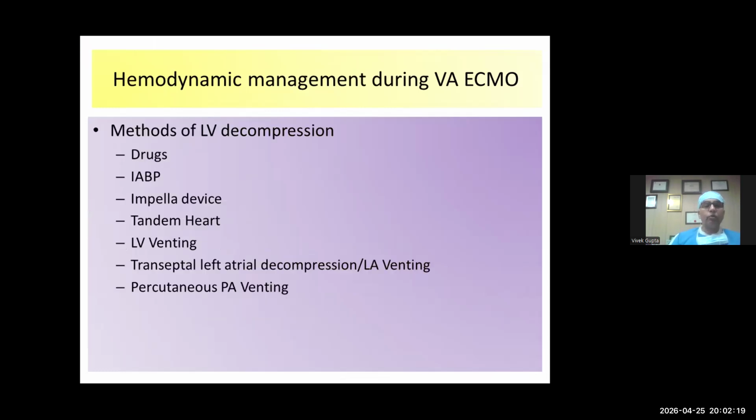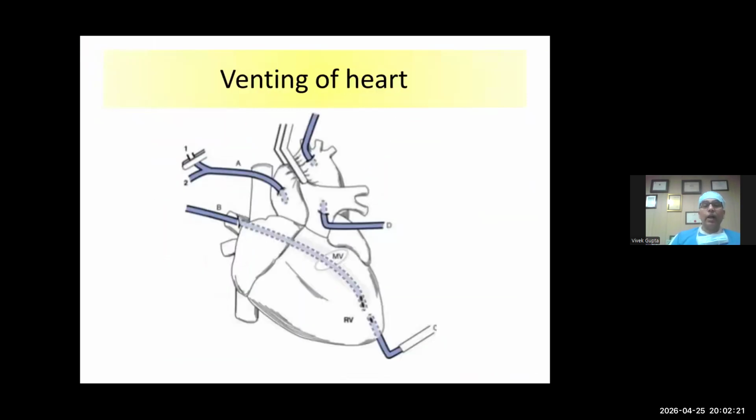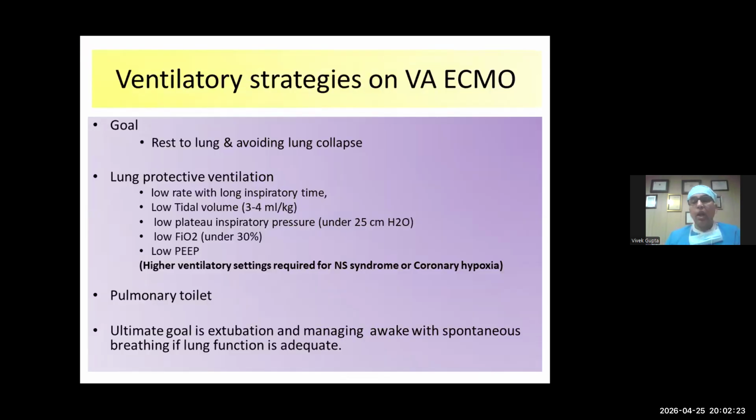I have already talked about various methods of LV decompression. How do we ventilate our patient when a patient is on VA ECMO? The purpose is we want to give rest to the lung, though the lungs are not a culprit until there's a failure or the patient has a concomitant ARDS, but still we avoid any lung injury or lung collapse. So protective lung ventilation, 5 ml per kg, your plateau pressure should be less than 25, and you can reduce the FiO2 to 0.3 or 0.4.